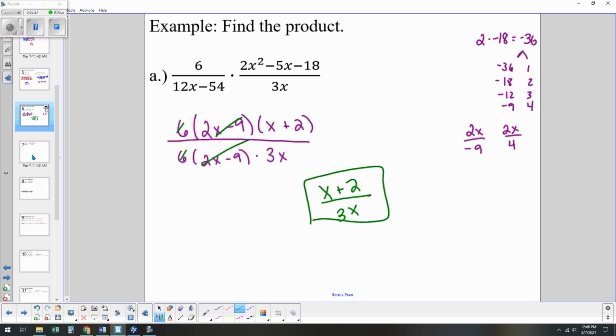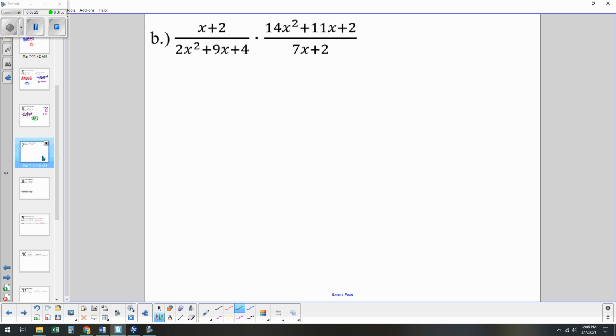Another one together. So nothing to do for the x plus 2. It's going to stay. Here we're going to do 14 times 2 and get 28, and we want to add to 11. Right? So 1 and 28, 2 and 14, 3 doesn't go in, 4 and 7. That's it. So that's going to be 14x over 4 and 14x over 7.